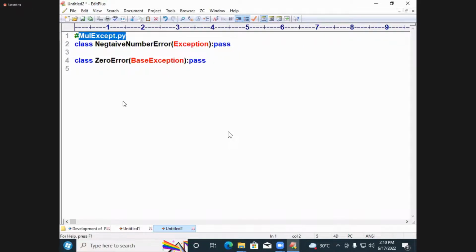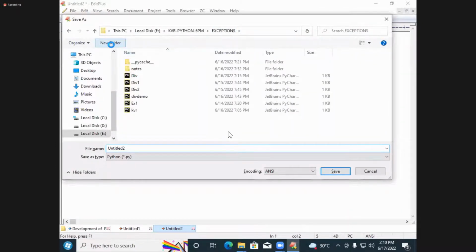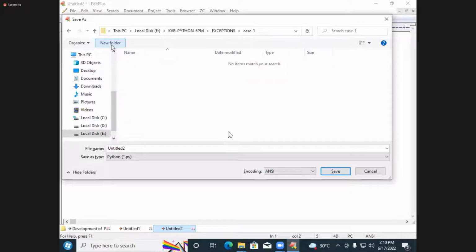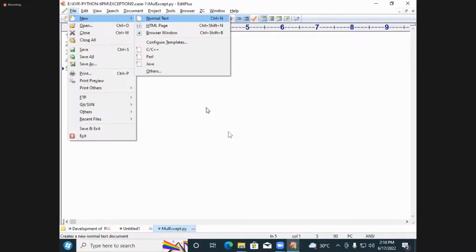Okay. So I'll create in this place a small folder, case 1. Inside I will save it. What are my exceptions? I will just take it. So this is my program related exceptions. Value error is not necessary to take. Why? Value error is already predefined. No need to take. My dear students, development of exception is over.